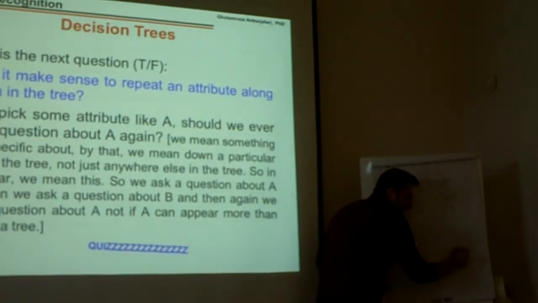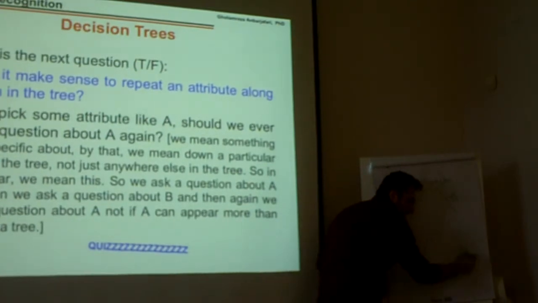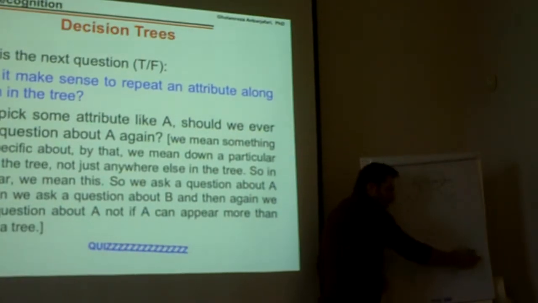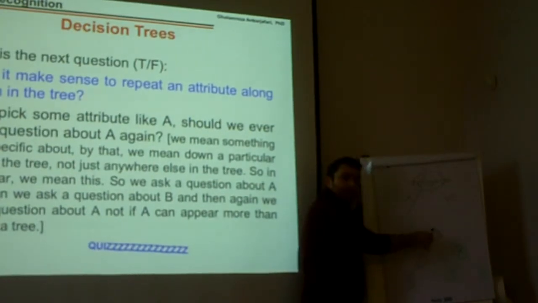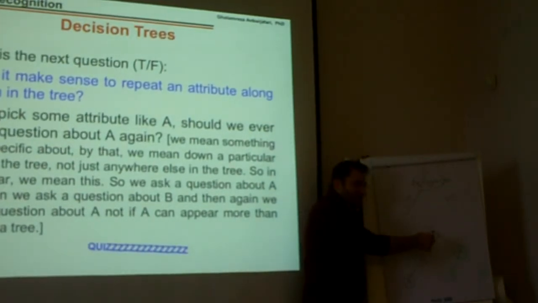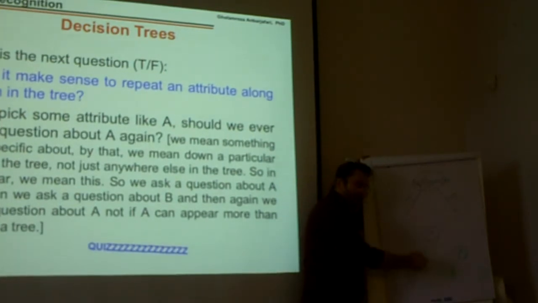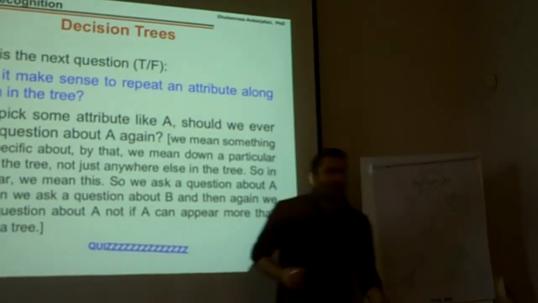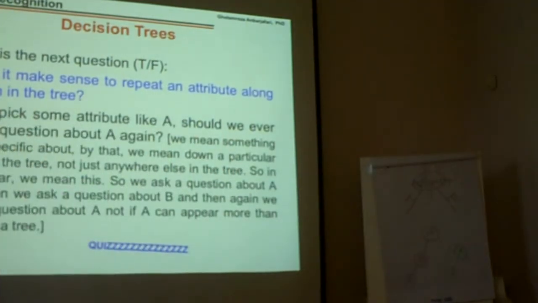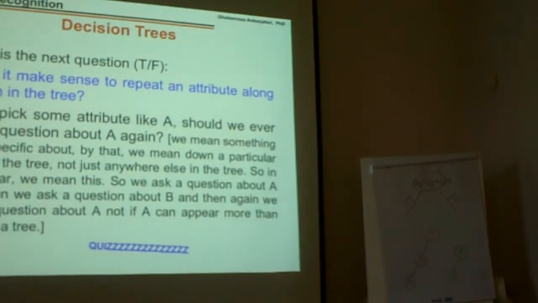This question does not mean this scenario: if I have attribute A, I ask attribute B here and ask attribute B here. We understand that this is totally different. The question is the black one. Does it make sense that if I'm asking this attribute, I come back and ask the same attribute? I want you to think about it for 1 minute before you actually come and answer it.